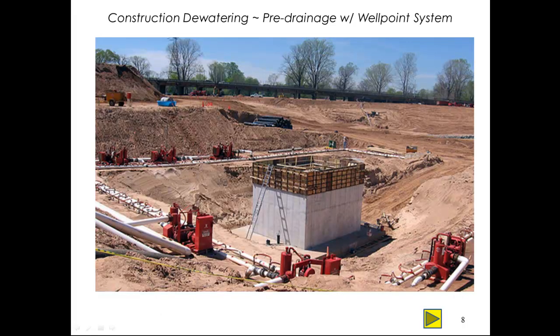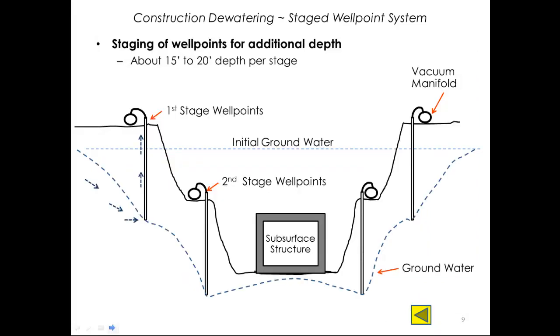Here we see a structure being built in a dewatered excavation. The red units are the well point vacuum pumps, and the white lines obviously are the well point vacuum lines, and we can see the individual well points installed here. Let's understand how a well point system works a little better here.